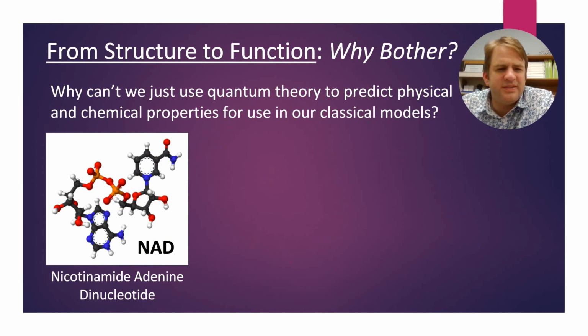So why bother? Why can't we just use quantum theory to predict the physical and chemical properties and then use the results we get to parameterize our classical models? Sure, maybe we need quantum computers to find these properties, but once we've got them, can't we just use them as parameters in classical approximations?